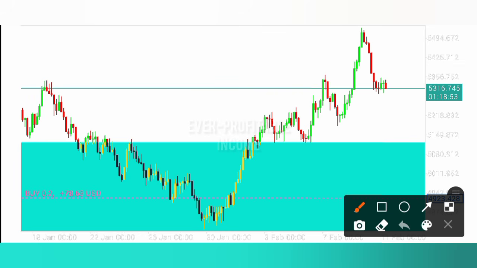So instead of price continuing the usual pattern, it started making a higher low. Can you see that? And then a higher high. A higher low and then a higher high. Can you see that? The pattern has changed.